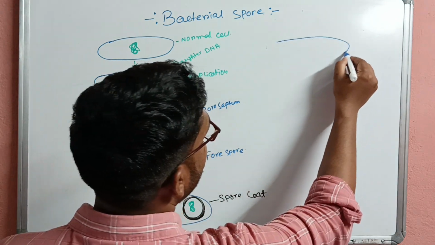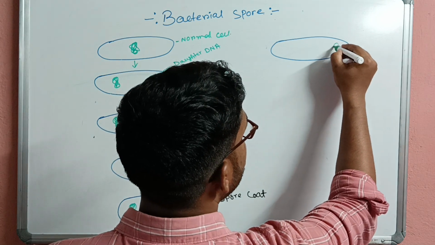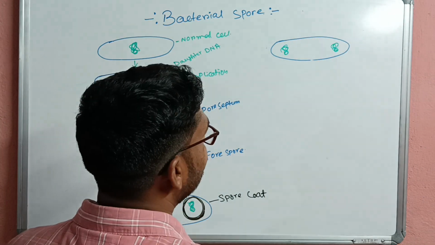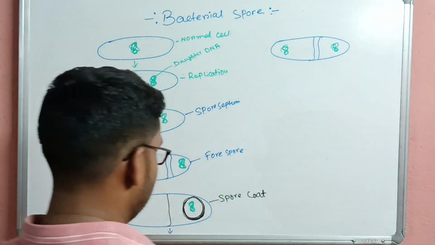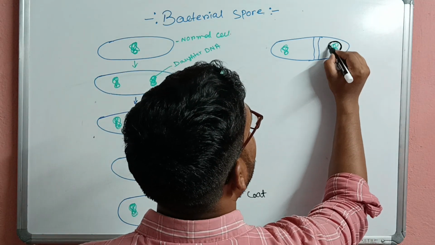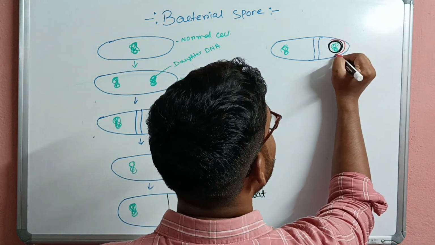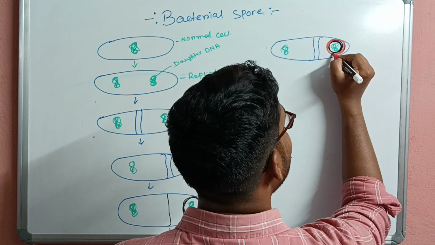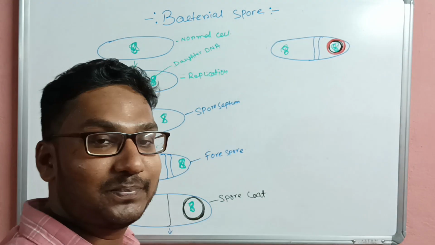After that, it forms another layer. This one is a single layer, and this one is the second layer. After formation of the second layer, it will be more resistant in nature, so no external matter can destroy the spore.